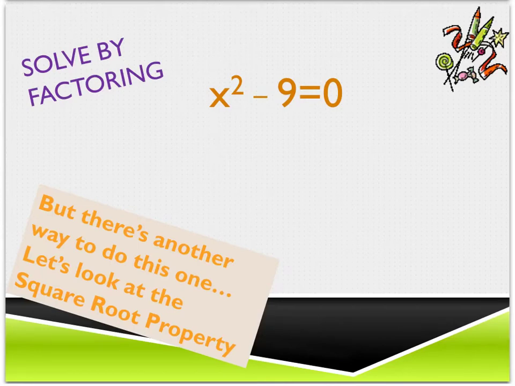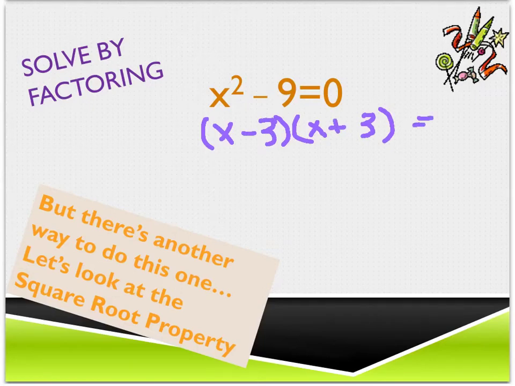We also looked at how to solve by factoring. So if I wanted to factor this and solve, I would go ahead. This is a difference of perfect squares. So that'd be x and x. Square root of 9 is 3. One negative, one positive, all equal to 0.